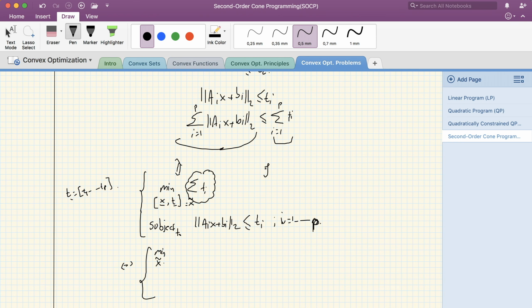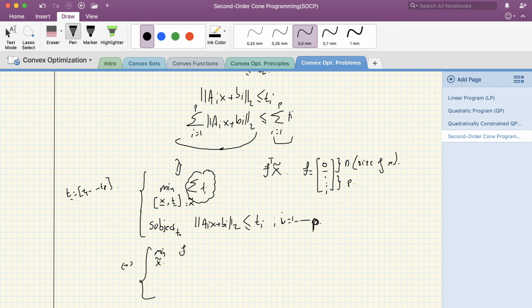Write this as f transpose x tilde. All you have to do is choose f to be a vector of zeros of dimension n, that is the size of x, and the rest, which are p, choose them all ones. And thus you can verify that f transpose x tilde is nothing other than the sum of ti's. So this is our f.